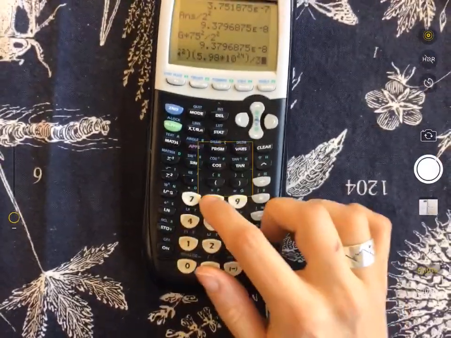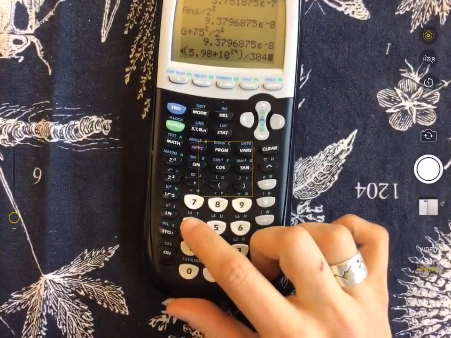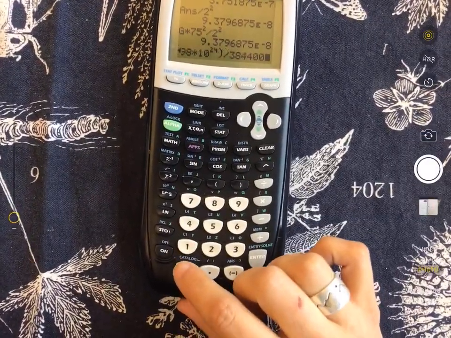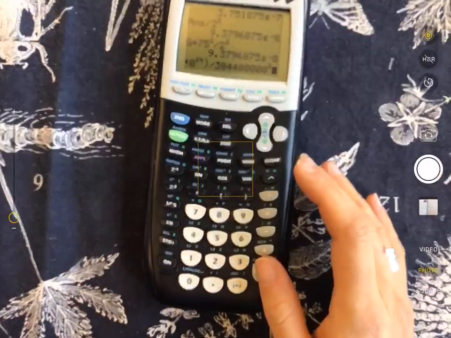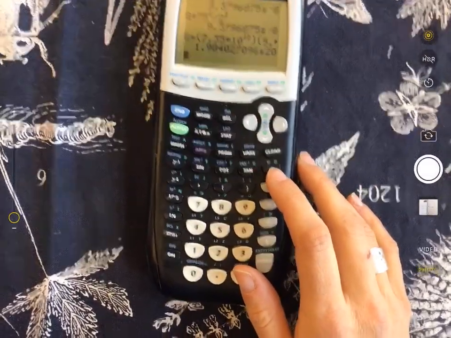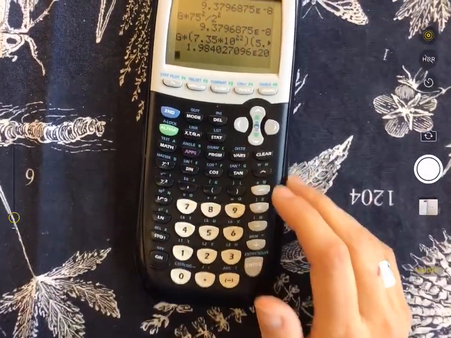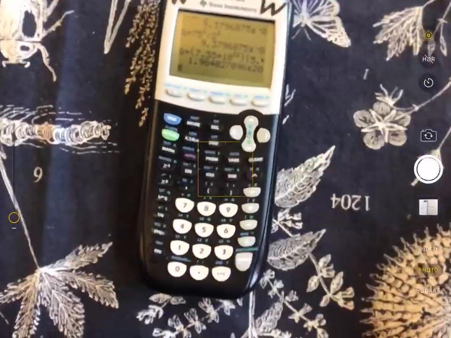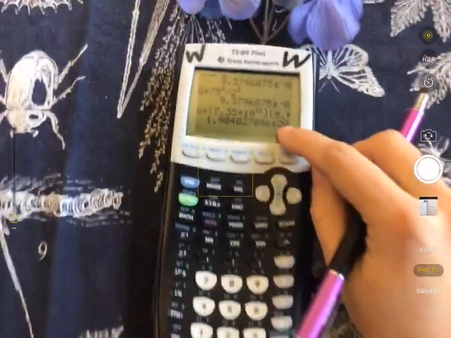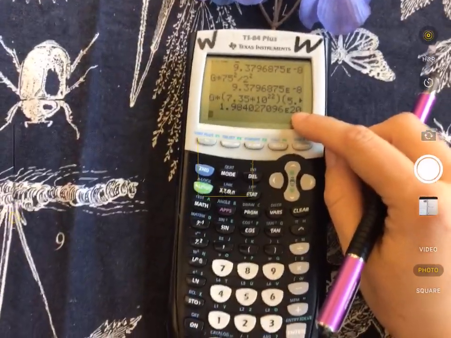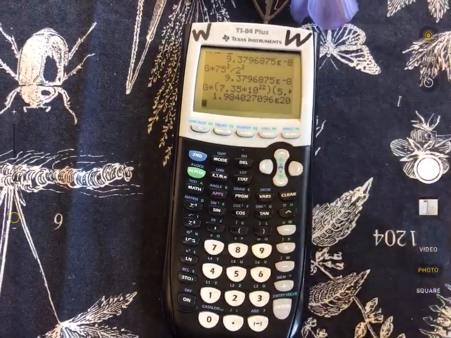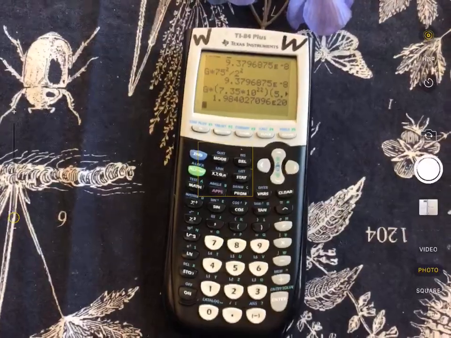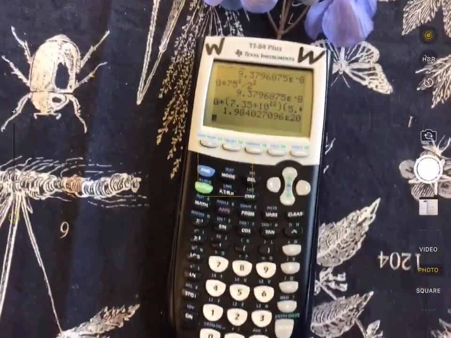So careful typing this one in. 3.844 times 10 to the 5 zeros, squared. Great. So that is the gravitational force between the moon and the Earth. If we notice how huge it is, we can see that this is going to cause the Earth, but also the moon, to move.